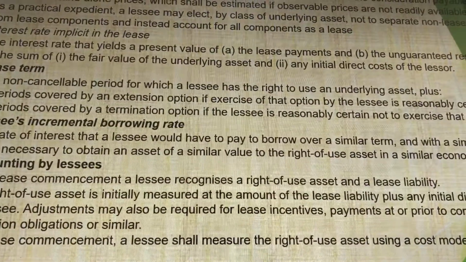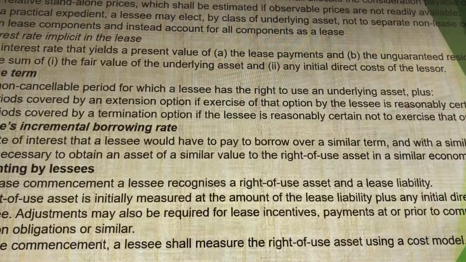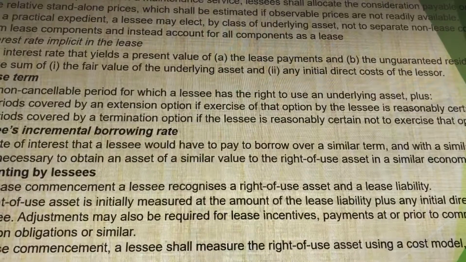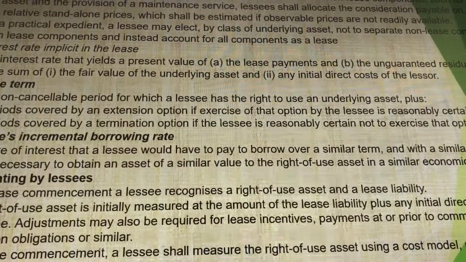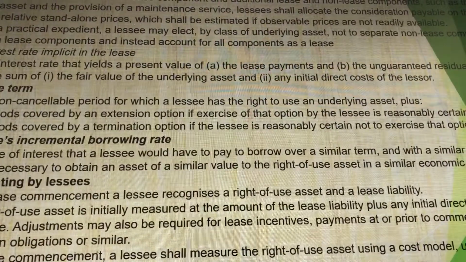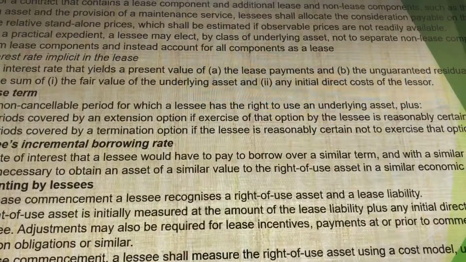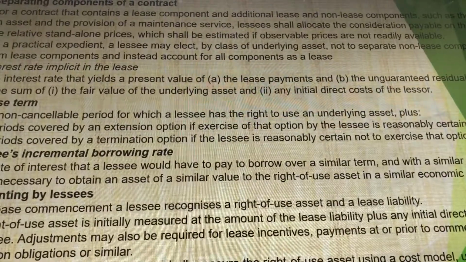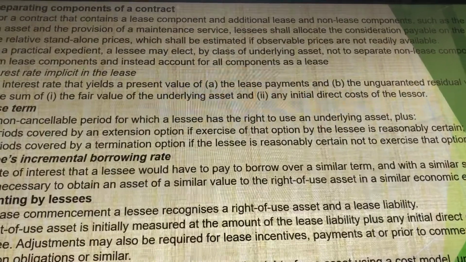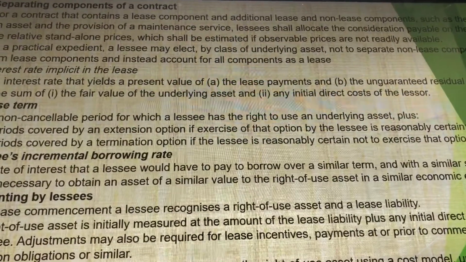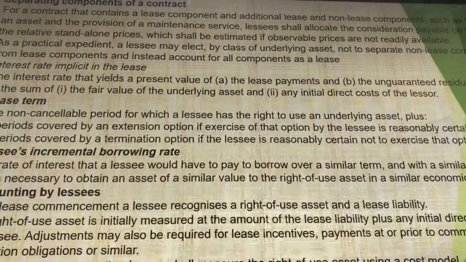Then let's talk about the accounting by the lessee. Upon commencement of the lease, the lessee recognizes a right-of-use asset and a lease liability. The right-of-use asset is initially measured at the amount of the lease liability plus any initial direct costs incurred by the lessee. After the commencement of the lease, a lessee shall measure the right-of-use asset using a cost model.